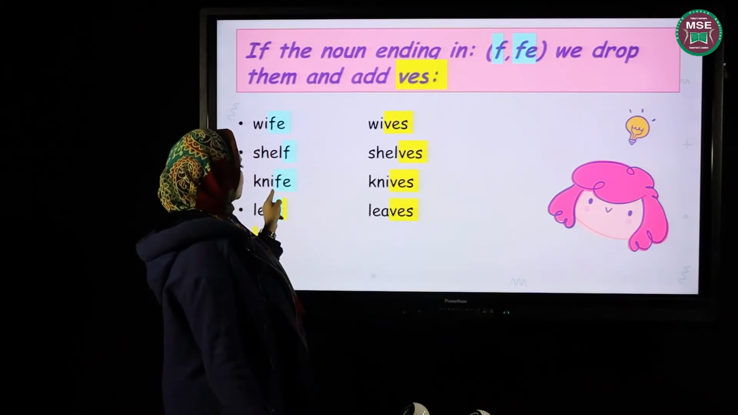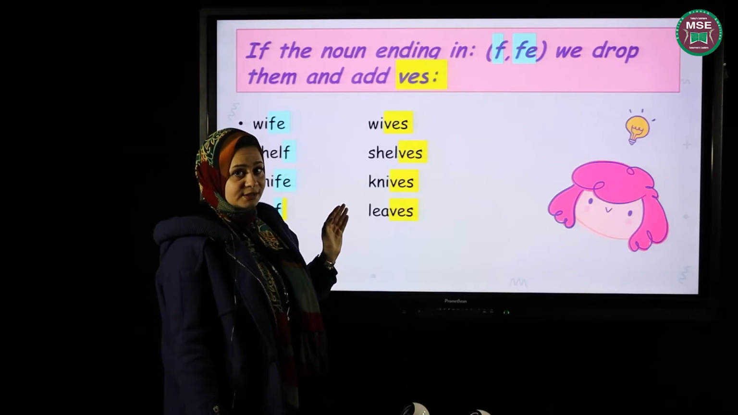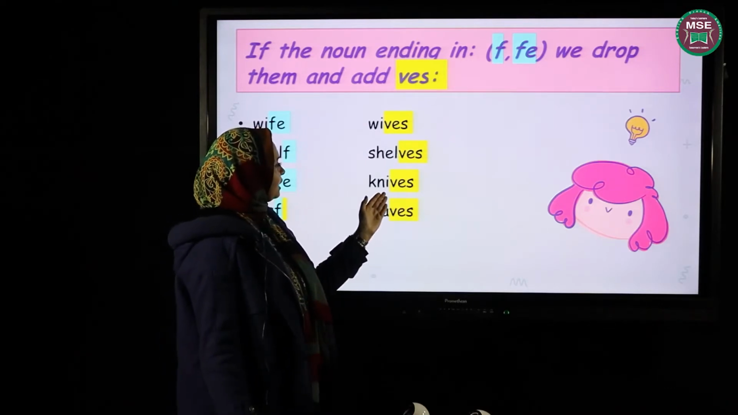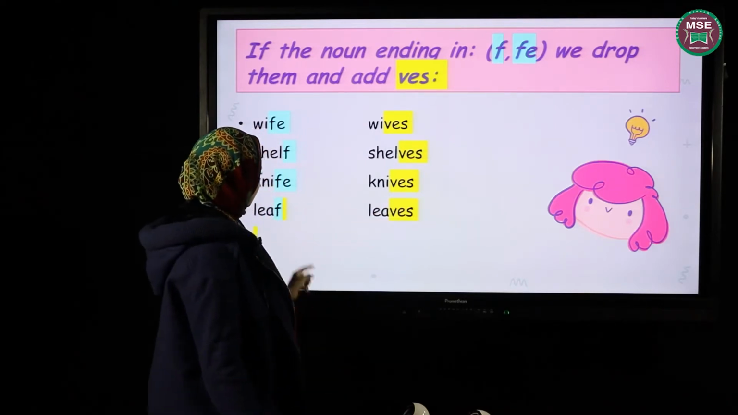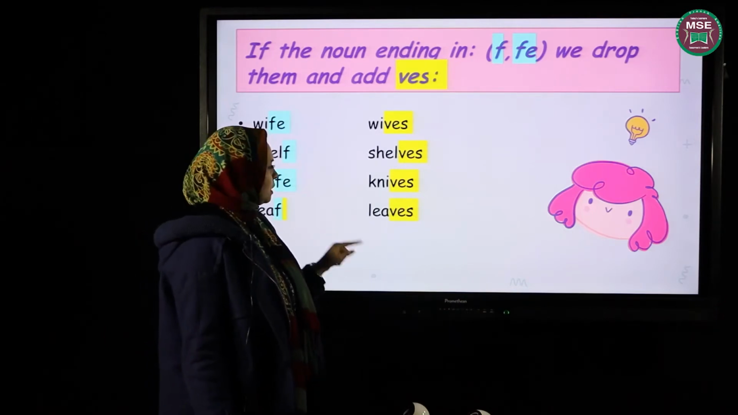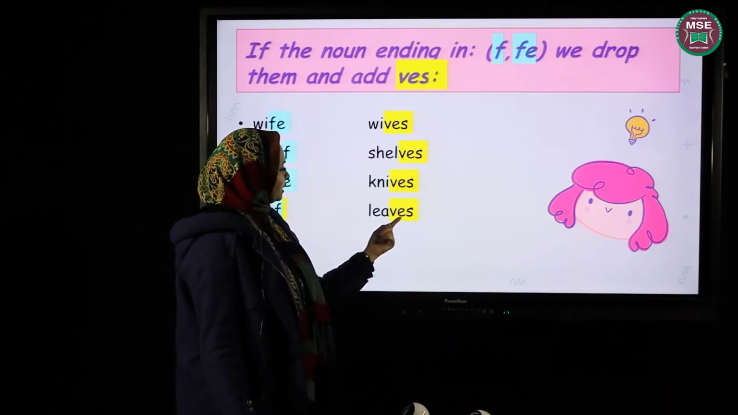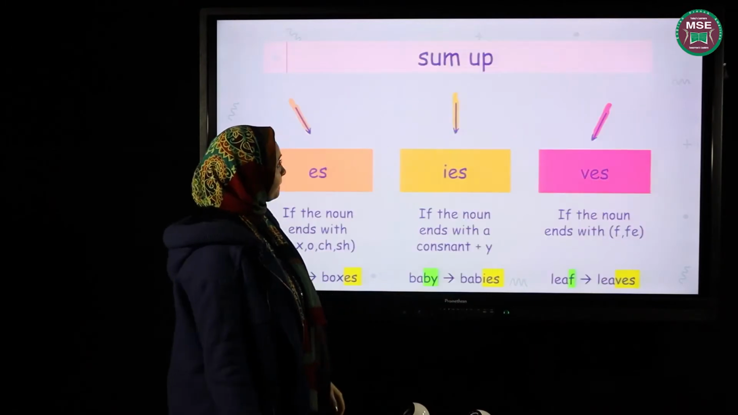Knife ends with FE, so I'm gonna cross out the FE and put VES to be knives. Leaf ends with F, so I'm gonna cross it out and put VES to be leaves.